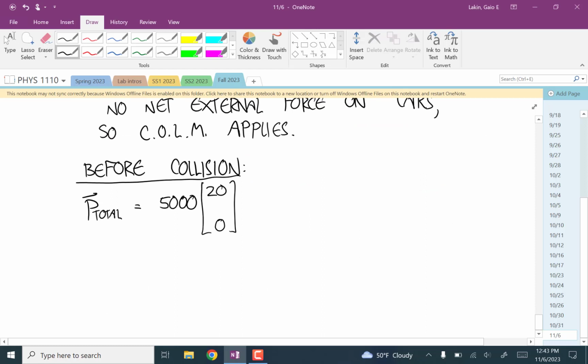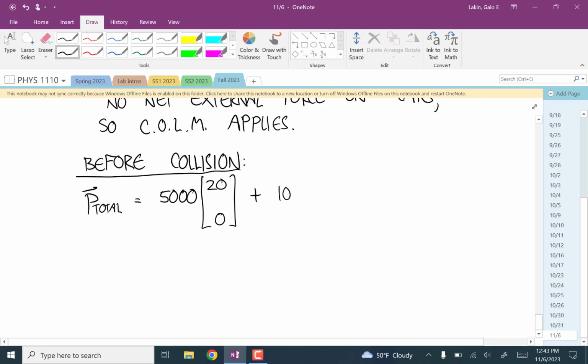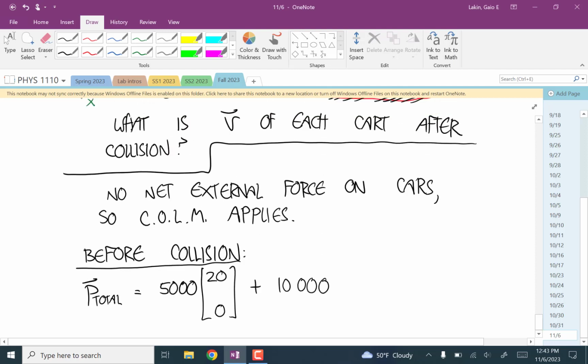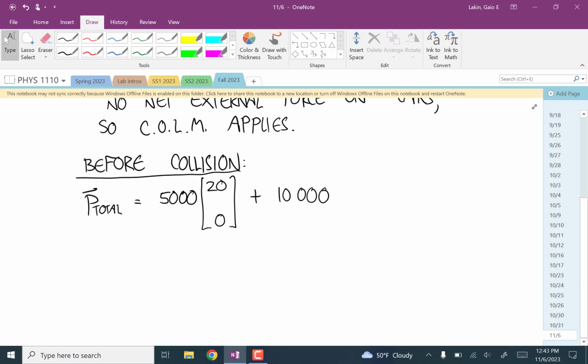And then the linear momentum for the other one is going to be a mass of 10,000 times its velocity vector. What's the velocity vector of the 10,000 before the collision? -10 in x, 0 for y. Does that just add to 0? You're right. It is going to add to 0. I didn't mean to do that.